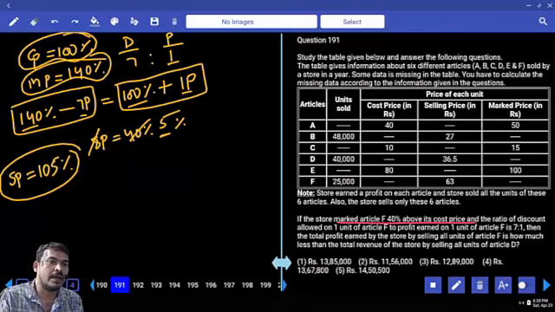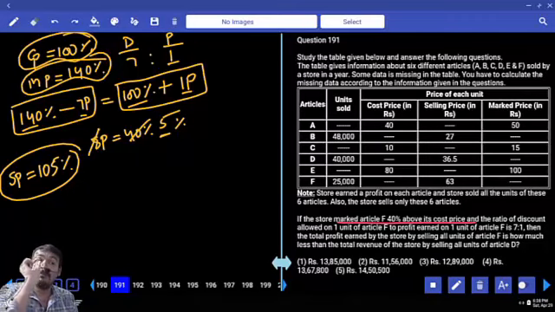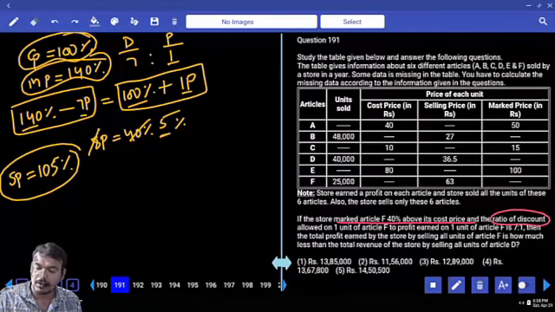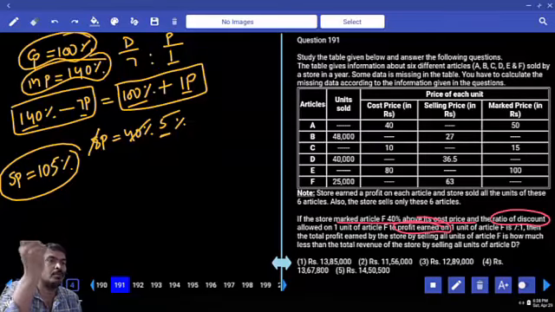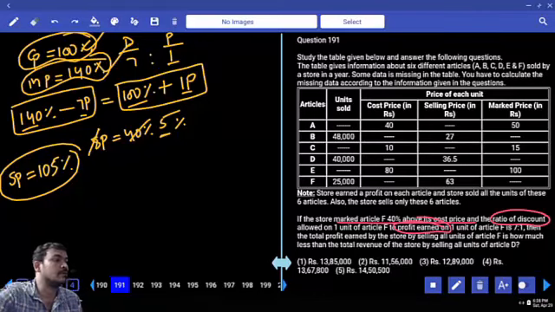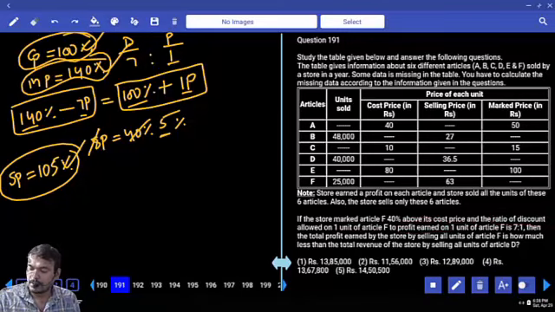Here, the profit value clearly mentions the ratio of the discount and the profit earned, that is, the rupees value. CP is how many rupees? 100. Market price is how many rupees? 140. Selling price is how many rupees? 105.